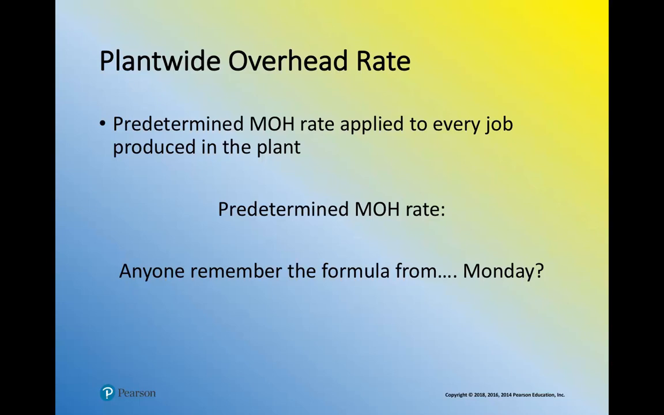Just a reminder about these predetermined overhead rates: we use that same formula over and over again in this chapter, so that's why we start with a refresher of what that is. When we come up with our overhead rate, we use our estimated numbers.